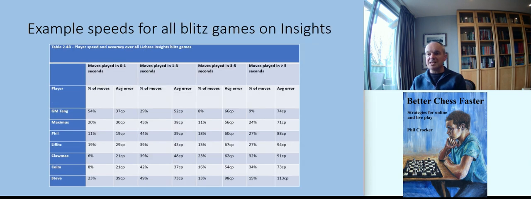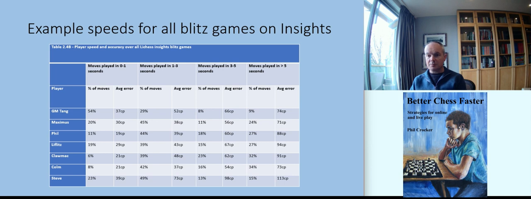If you look at Insights data, which includes all Blitz games, which I filtered on Blitz, but will include some slower Blitz games in some cases, then you can look at the reports you can get off the Insights. So you may recognize this: moves played in 0 to 1 seconds, 1 to 3 seconds, 3 to 5 seconds, and so on, greater than 5 seconds. And I pulled that for most of the players we saw on the previous slide who've made this information publicly available, or at least for my investigations.